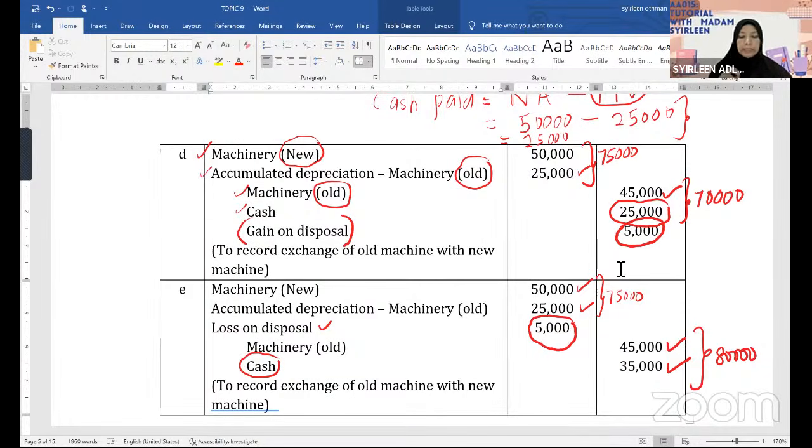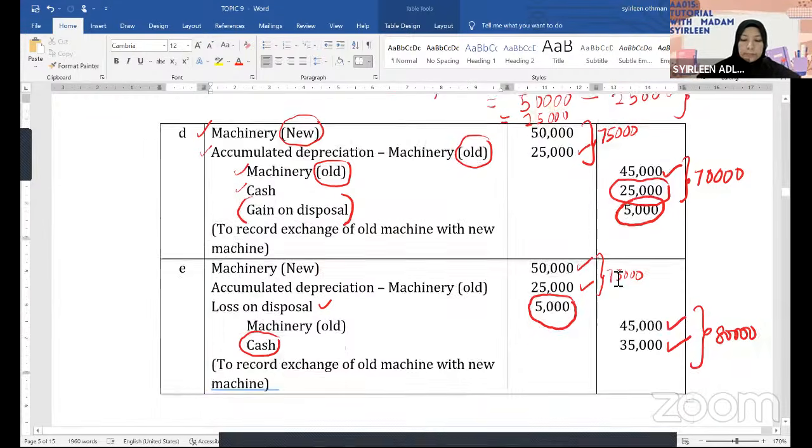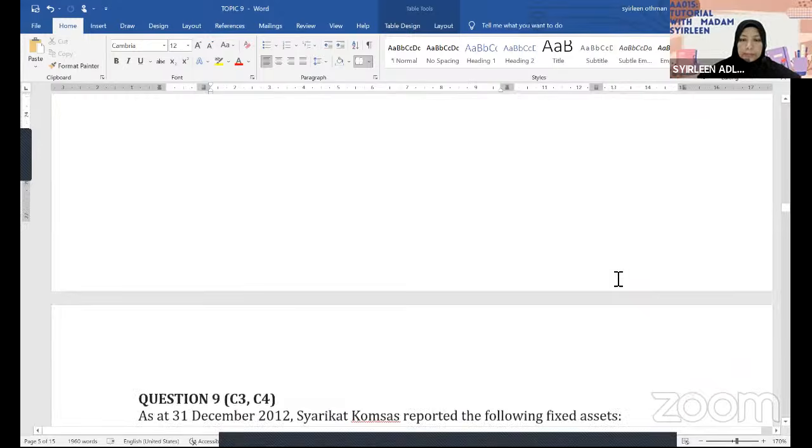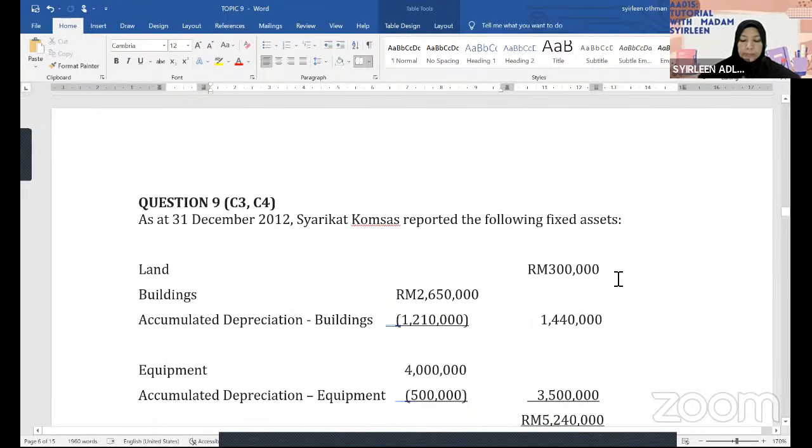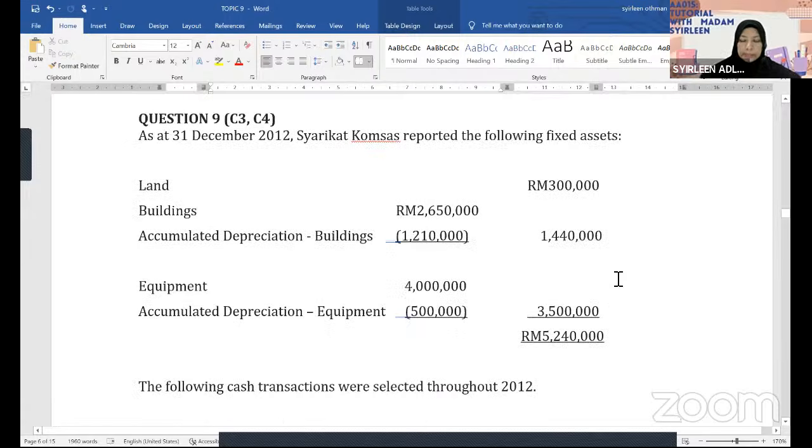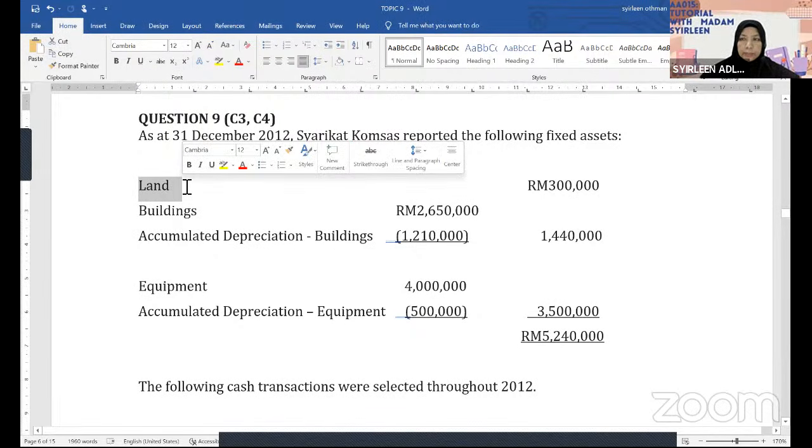Okay, untuk soalan 9, you have two types of non-current asset with depreciation expense and one asset without any depreciation, which is land lah. Okay, so kita tahu land memang tidak ada depreciation. So bila tidak ada depreciation, there won't be any accumulated depreciation for land. Okay, so you have land with the amount of 300,000.